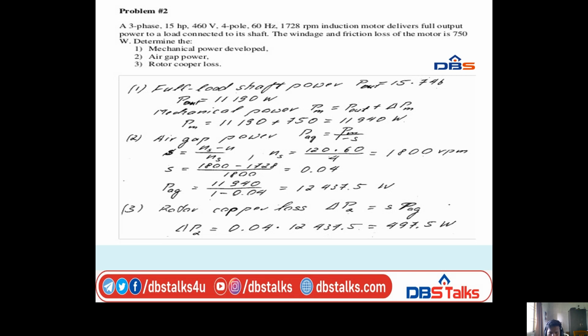So slip is ns minus n by ns, 1800 minus 1728 by 1800, that is 0.04. Ns synchronous speed is equal to 120 into 60 by 4, that is 1800. From that slip you have to determine, that is equal to 0.04. Therefore air gap power is equal to mechanical power developed by 1 minus S, 11940 by 1 minus 0.04, that is equal to 12437.5 watts, otherwise 12.437 kilowatts.